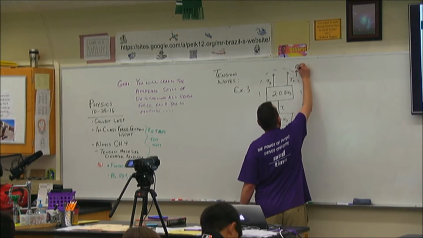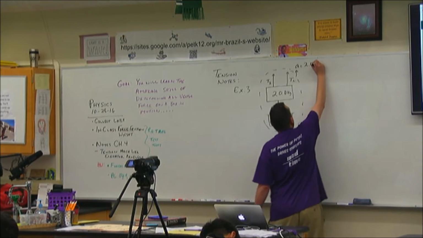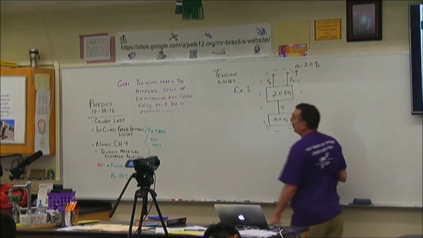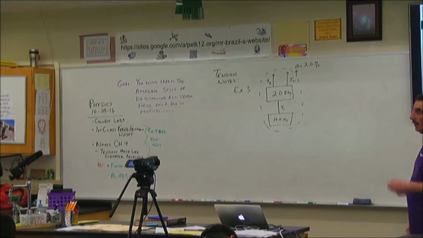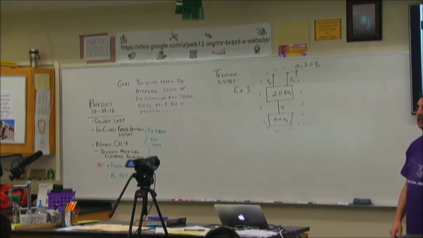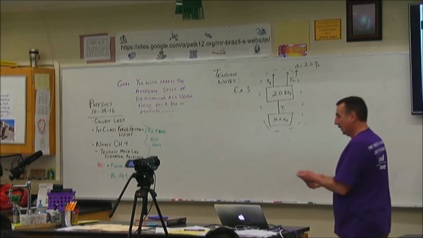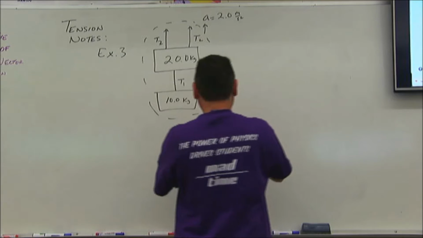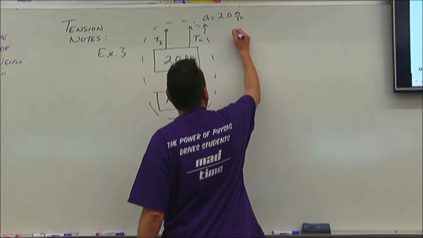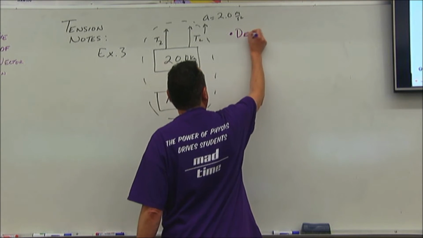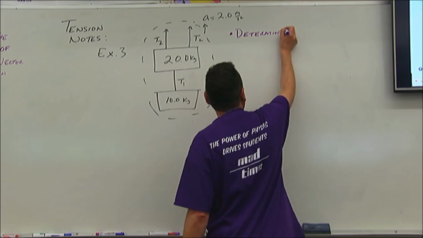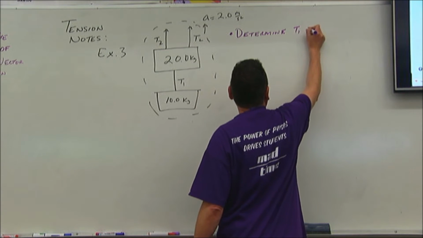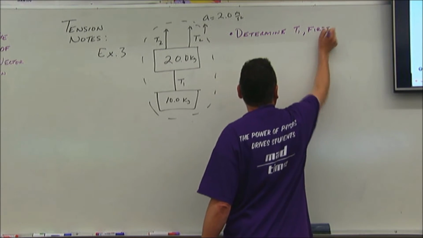Acceleration upward. Let's just make it 2.0 meters per second squared. Okay? So it's a different gig. Same process. Okay? Determine T1 first. Okay?